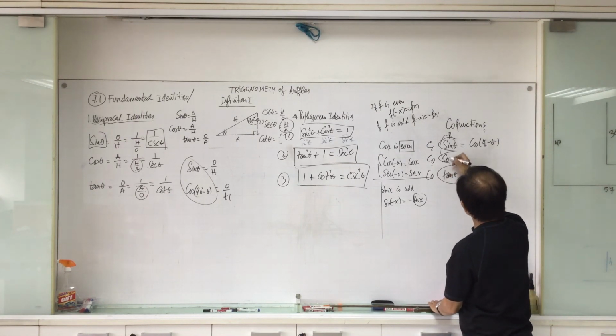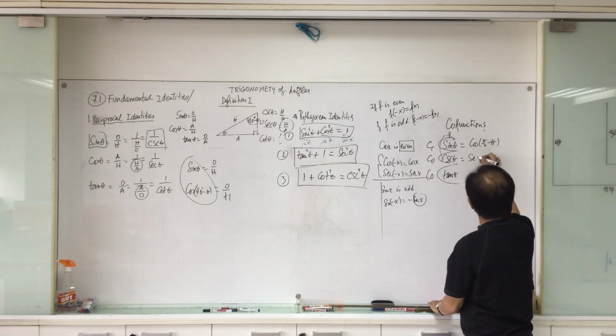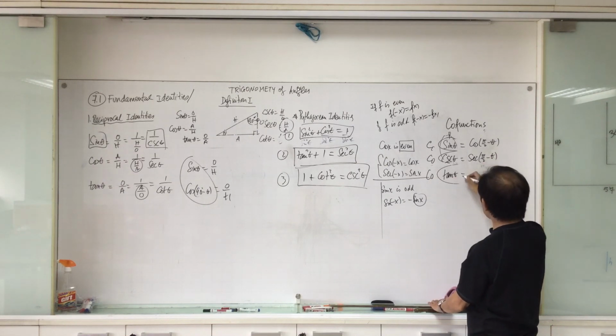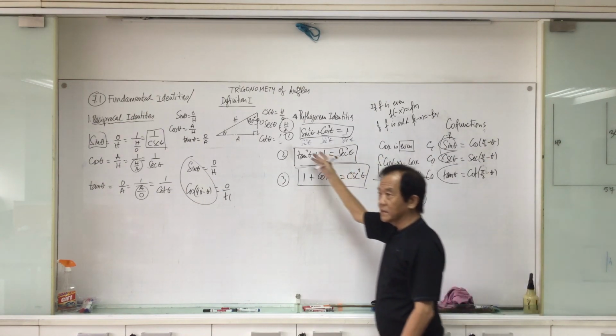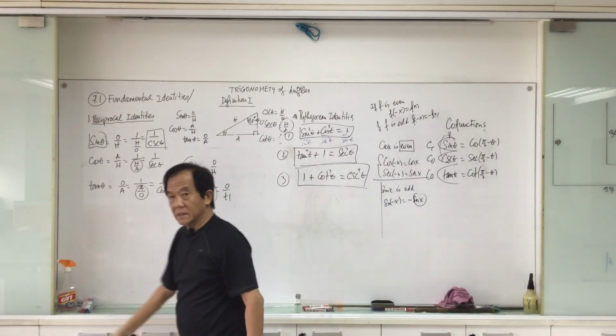Cosecant theta equals secant of pi over 2 minus theta. Finally, tangent of theta equals cotangent of pi over 2 minus theta. All these things are going to be very important for the next lesson.